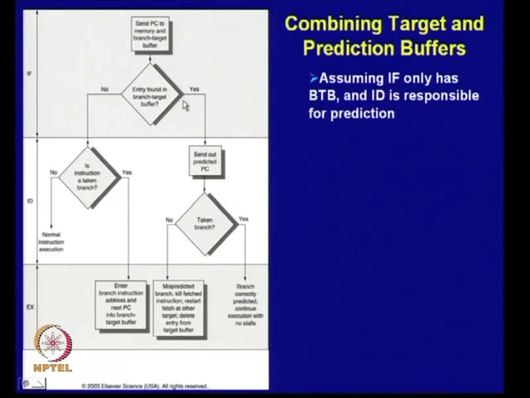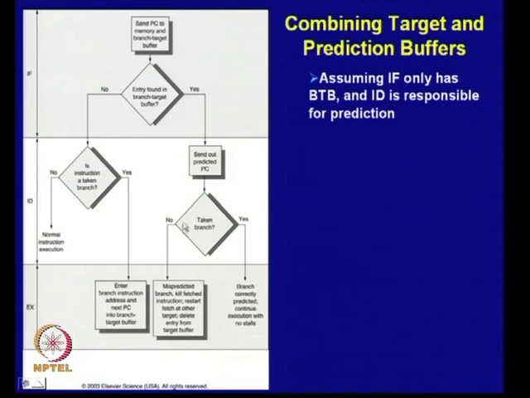So, if the entry is found in the branch target buffer, you can send out the predicted PC, and there are two possibilities again: the branch may be taken or not taken. If the branch is taken, then the branch is correctly predicted and you continue execution with no stalls. In this case there will be no stalls and you can go ahead with your predicted address.